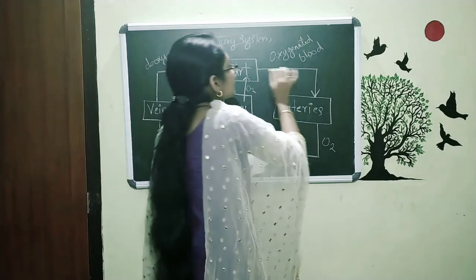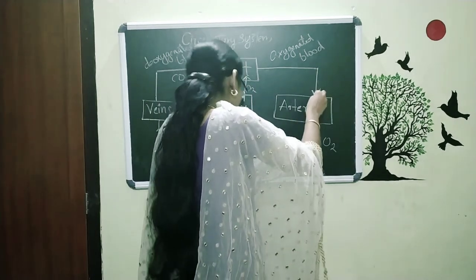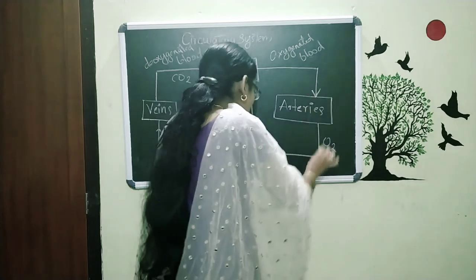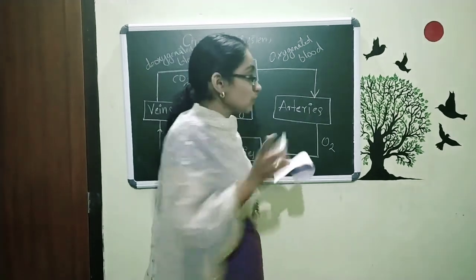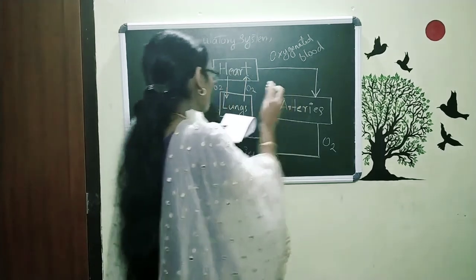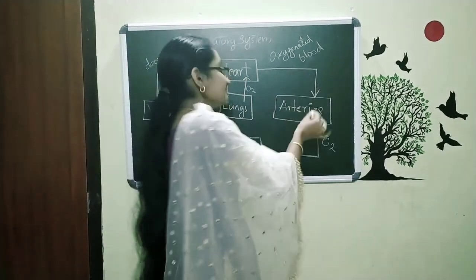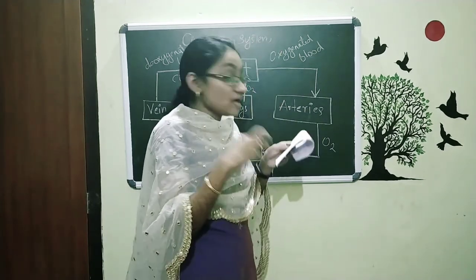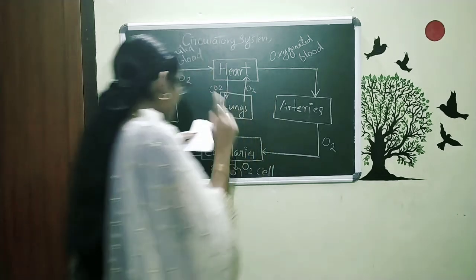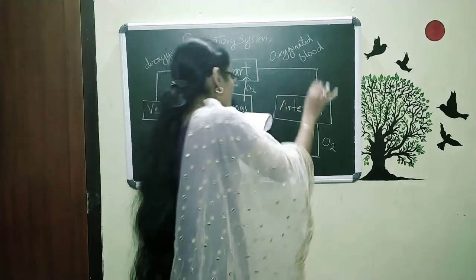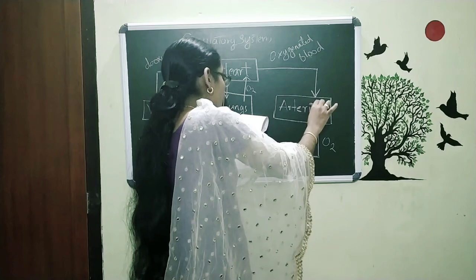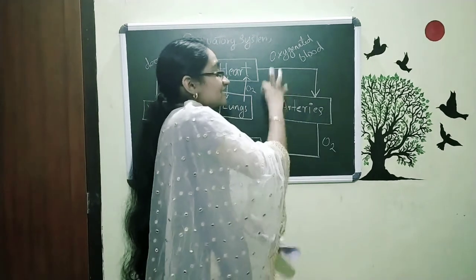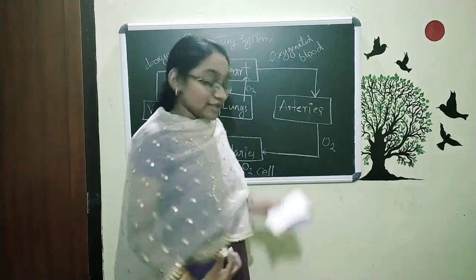And now in the 5th step, this oxygenated blood enters our body through the organ called the aorta. Through these arteries, the aorta sends oxygenated blood to our body parts. That means through the aorta the oxygenated blood is sent to the different organs.